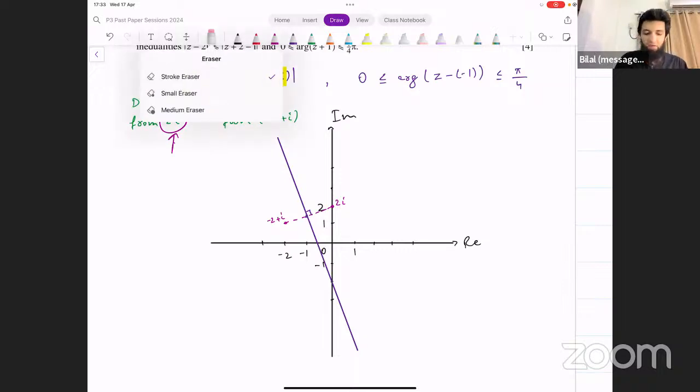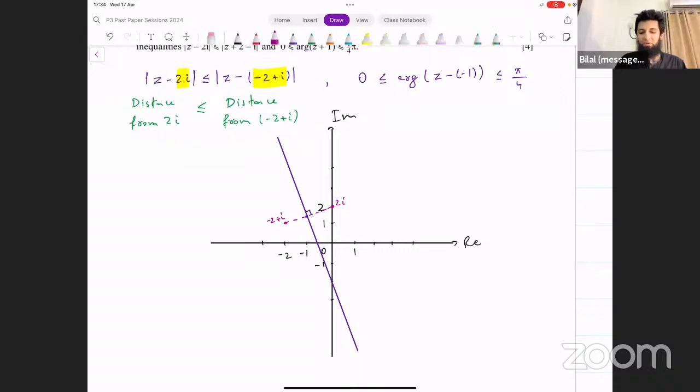Which side of the perpendicular bisector are we going to shade? The side towards 2i. It's going to be on this side. Okay. The point z is going to be to the right of this perpendicular bisector. It's going to be closer to 2i because the distance from 2i is less.